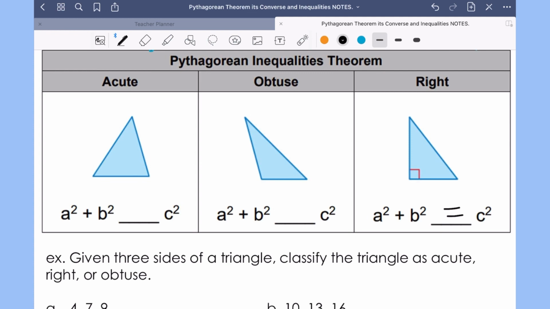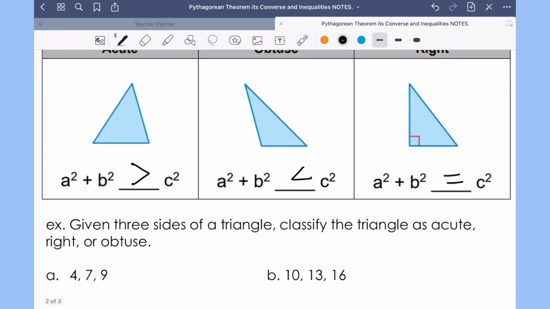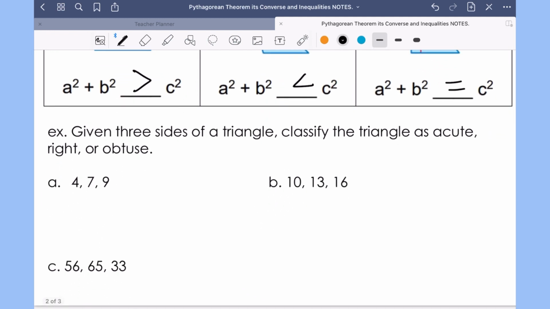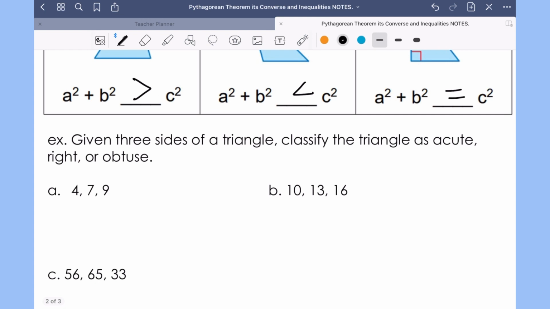But for the other two, if it's an acute triangle, your a squared plus b squared, so your 2 shorter legs, are going to be greater than c squared, the hypotenuse. And for an obtuse triangle, your 2 shorter legs are going to be less than c squared, okay? So let's give it a go with these. It says, given the 3 sides of a triangle, classify whether it's acute, right, or obtuse.